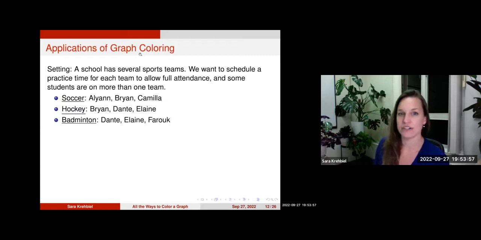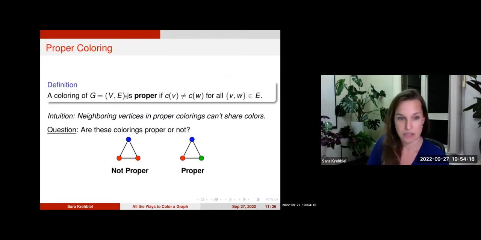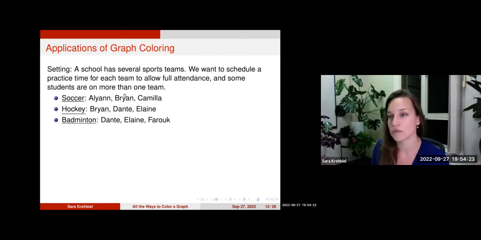But here's a scenario where we actually can think about graph coloring as having a tangible meaning. So imagine that a school has a bunch of sports teams, and we want to schedule a practice time for each of those sports teams. But it's the case that some people are playing multiple sports. So for example, if Brian is playing soccer and hockey, we can't schedule soccer and hockey to have practice at the same time. So these are kind of our rosters for our simple little sport setup.